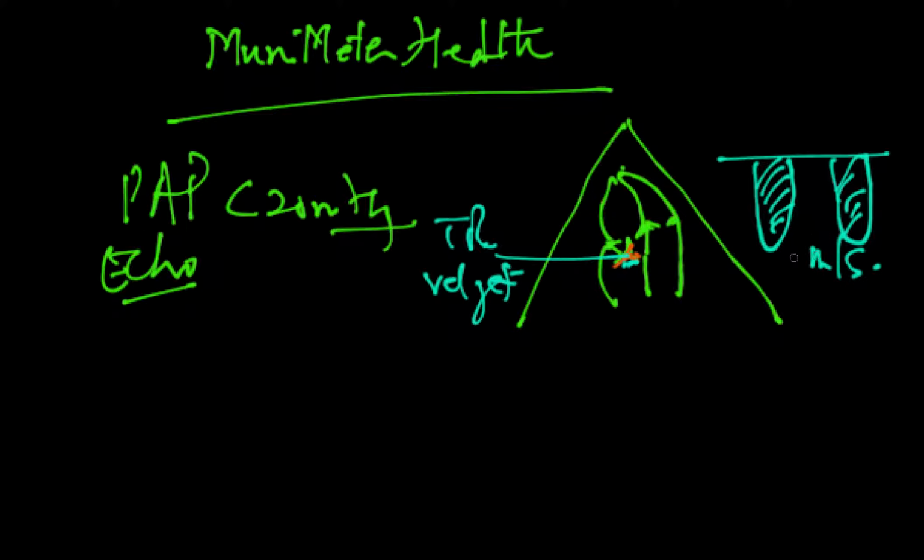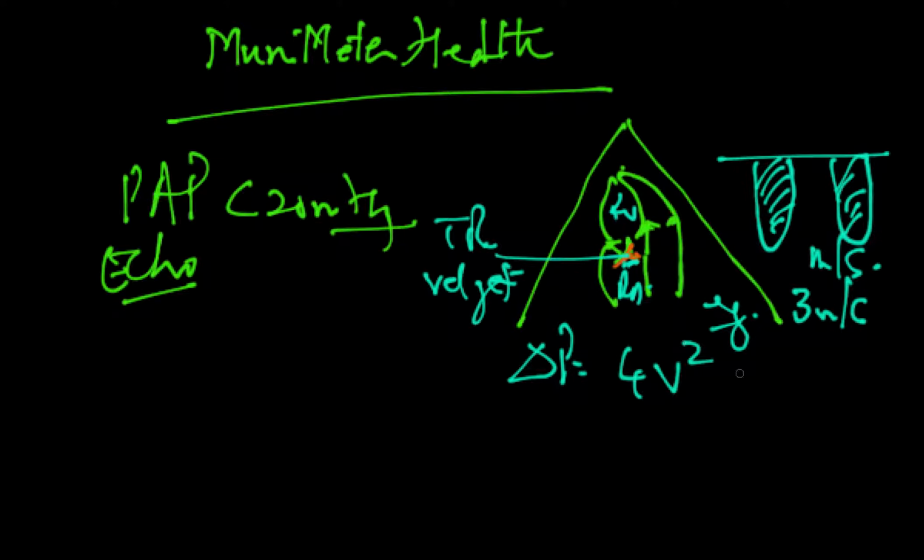Say the velocity is about 3 meters per second. I'm just giving you an example. That means the pressure gradient across the RV, this being your RV and this being your RA, through this orifice, is based on the Bernoulli equation. When you apply the Bernoulli equation, the pressure gradient is 4V squared. So 3 meters per second: 3 times 3 is 9, times 4 is 36. So 36 millimeters is your pressure gradient, from RV to RA.